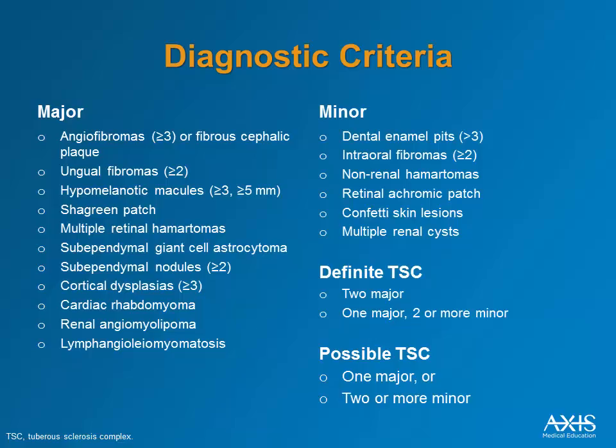Now, I'm not going to read all of these to you because you'll be seeing examples of these in just a few moments, but I will say that a definitive diagnosis of tuberous sclerosis complex can be established in an individual who has two major criteria or one major criterion and two or more minor ones. And then we also recognize a possible diagnosis of tuberous sclerosis complex in an individual with a single major or two or more minor criteria.